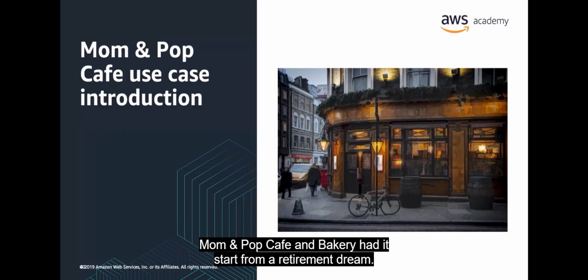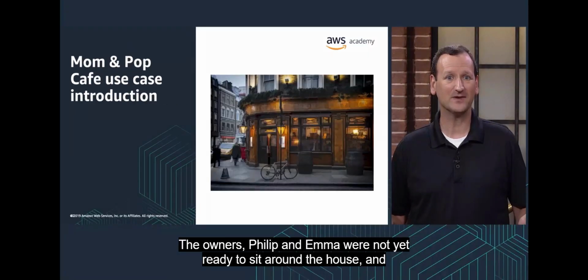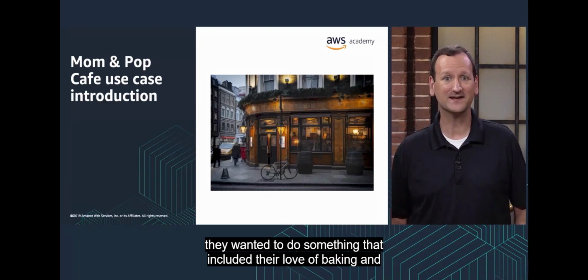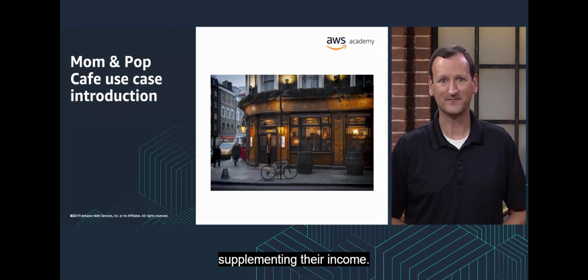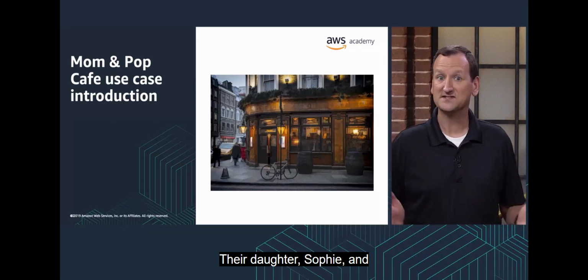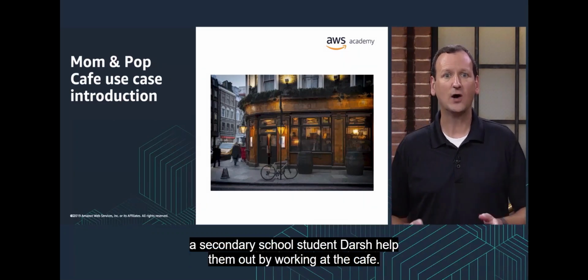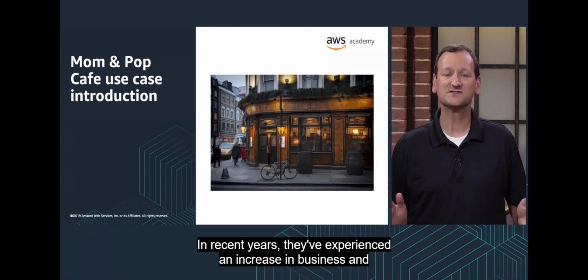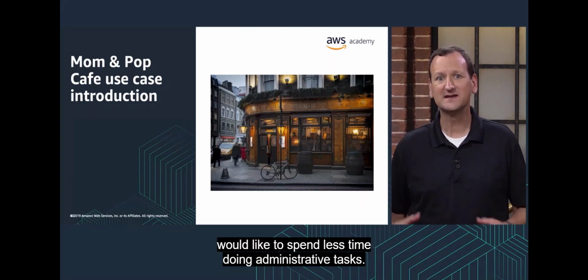Mom and Pop Cafe and Bakery had its start from a retirement dream. The owners, Philip and Emma, were not yet ready to sit around the house, and they wanted to do something that included their love of baking and supplemented their income. Philip and Emma decided to open a cafe in 2016. Their daughter, Sophie, and a secondary school student, Darsh, helped them out by working at the cafe. In recent years, they've experienced an increase in business and would like to spend less time doing administrative tasks.